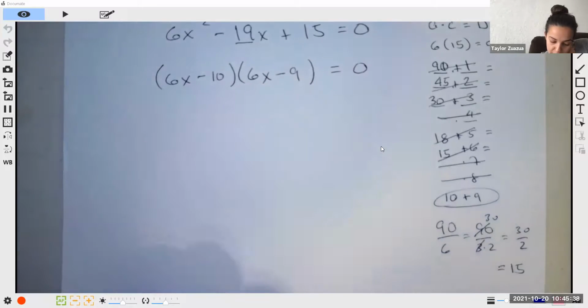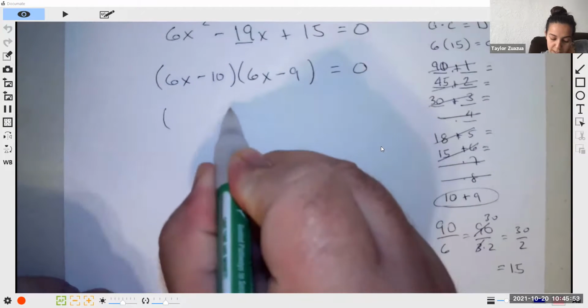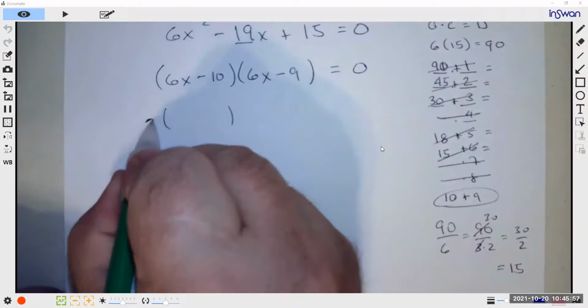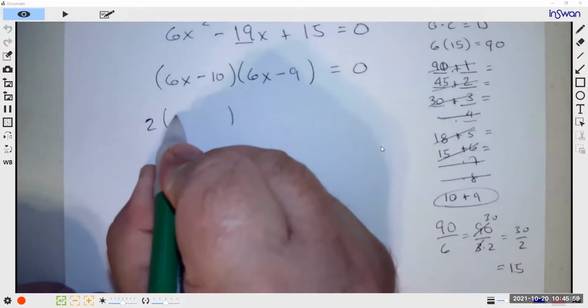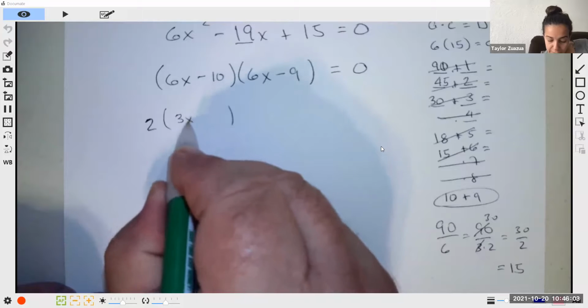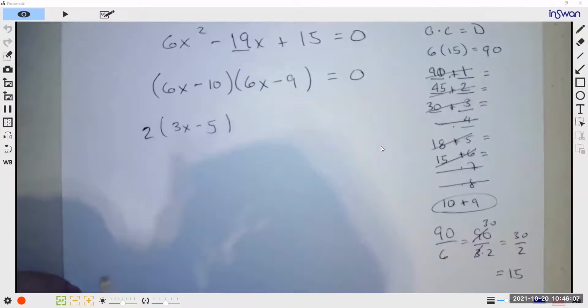So after that, what number am I on? Replacing the common factor. Now we got to figure out the common factor, right? So I think the first one would be divided by 2. So it would be 2, and then 3x minus 5. So they're both prime numbers and can't go any further.